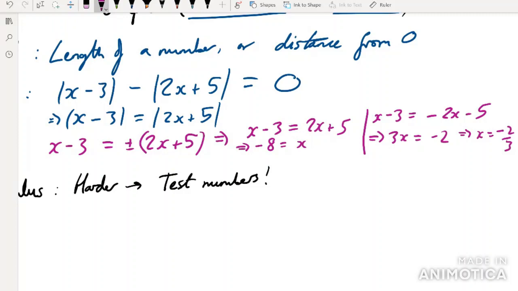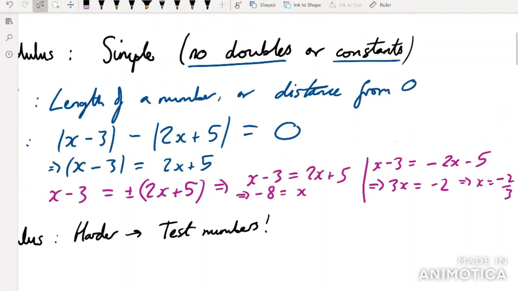Same thing applies if, for example, I don't have a modulus on this side, let's say that was just 2x plus 5. Well, I can still just say x minus 3 equals plus or minus 2x plus 5. So it doesn't matter whether you've got moduluses on both sides or just one. You just want to get rid of the modulus and do plus or minus on both sides. So that's the simple type. Hopefully that all makes sense.